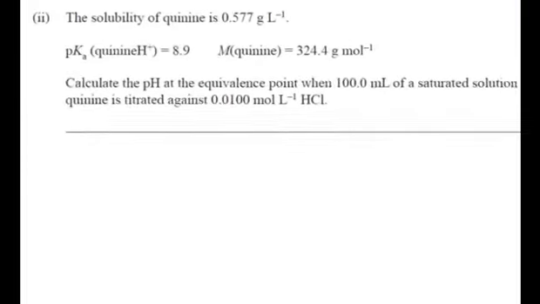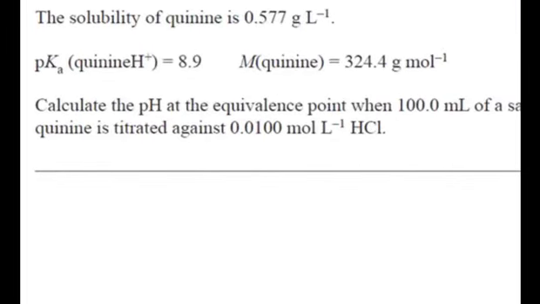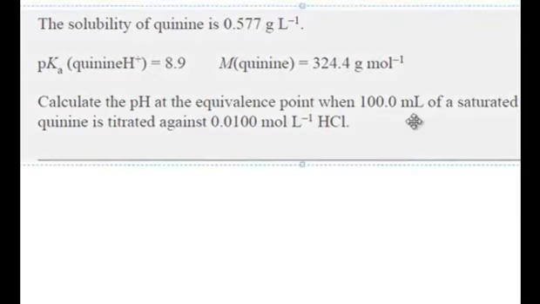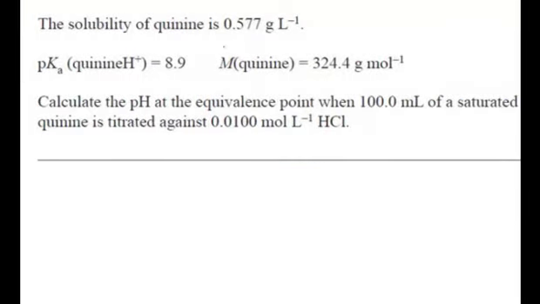Okay, now this question is really just asking a pH, but we've been given a slightly more involved case because we need to work out, for instance, the concentration of the quinine to start with, and the volumes and the number of moles. And obviously there's 100 mils of it, because we're told that. We're told also that the solubility is 0.577 grams in 1 litre.